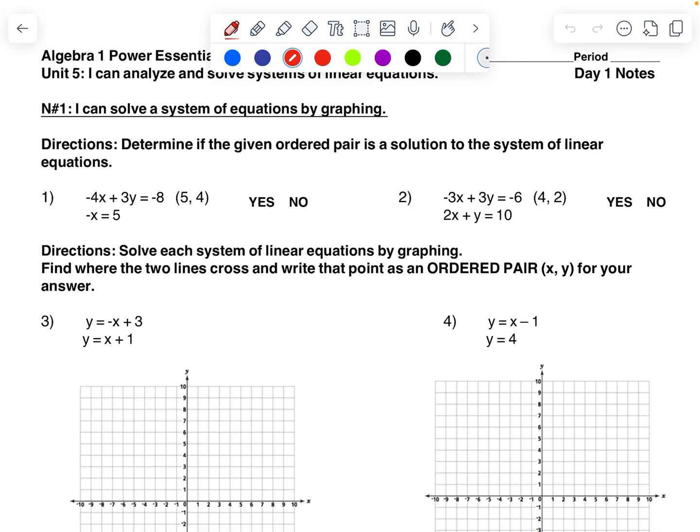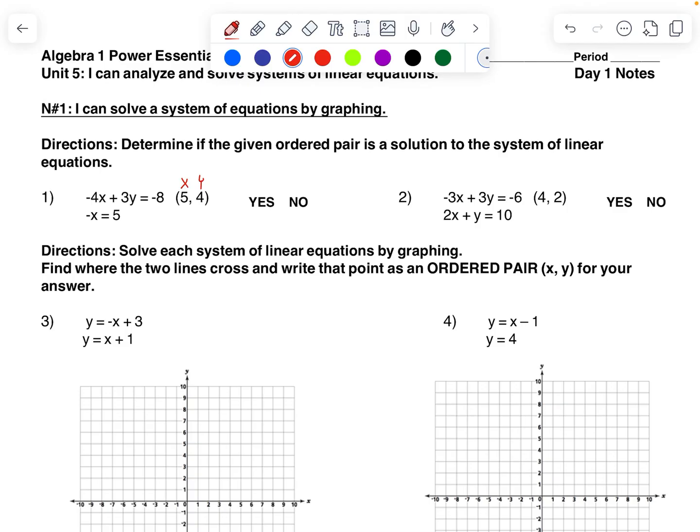We're going to go over our notes, and our homework and our bell work will be very similar to these types of questions. We need to determine if the given ordered pair, in this case in number 1, it's 5, 4, is a solution to the system of linear equations. So what we need to do is test to see if, when x is 5 and y is 4, our x, y, does it work when I substitute those two numbers into both equations?